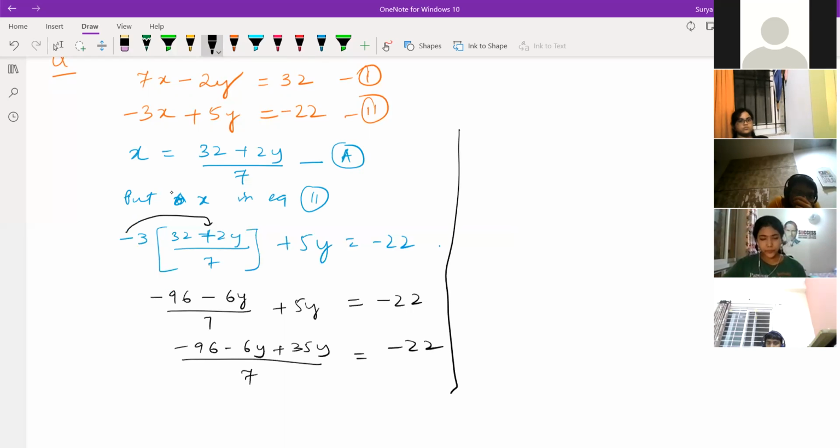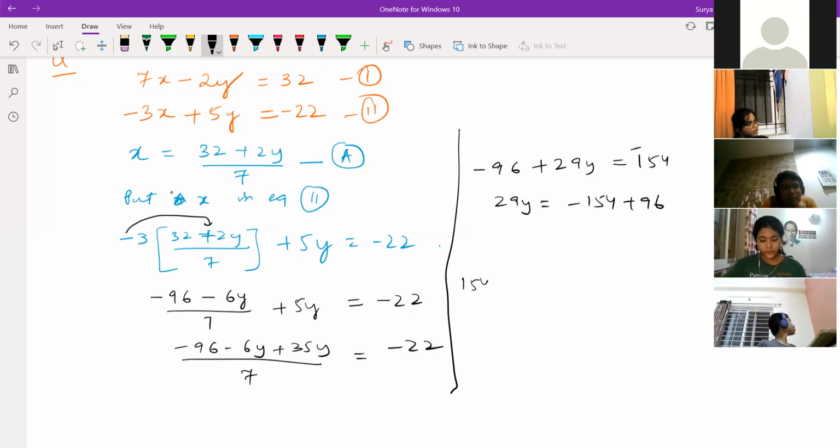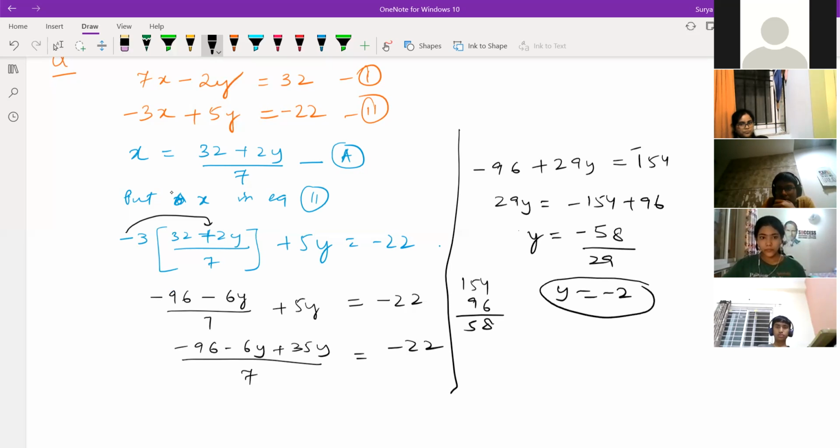Next, minus 96 plus 35y, now you'll get 29y is equal to 7 times 22, that is 154, in minus, right? So 29y is equal to minus 154 plus 96. The 154 and 96, what do you get? 58 in minus you get, right? So y is equal to minus 58 by 29, y is equal to minus 2, correct?